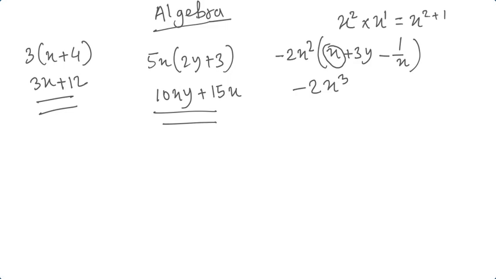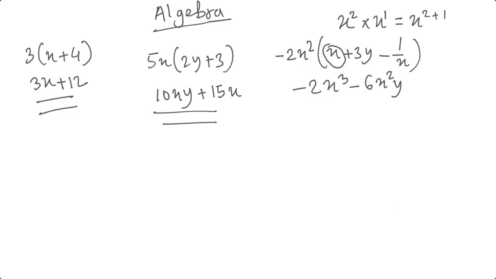And again we have to multiply minus 2x squared and 3y. So in front of 2 we have minus, and in front of 3 we have plus. So minus times plus is minus, and just multiply the numbers. 2 times 3 is 6. So we have x squared and y, so it's the same one, x squared y.